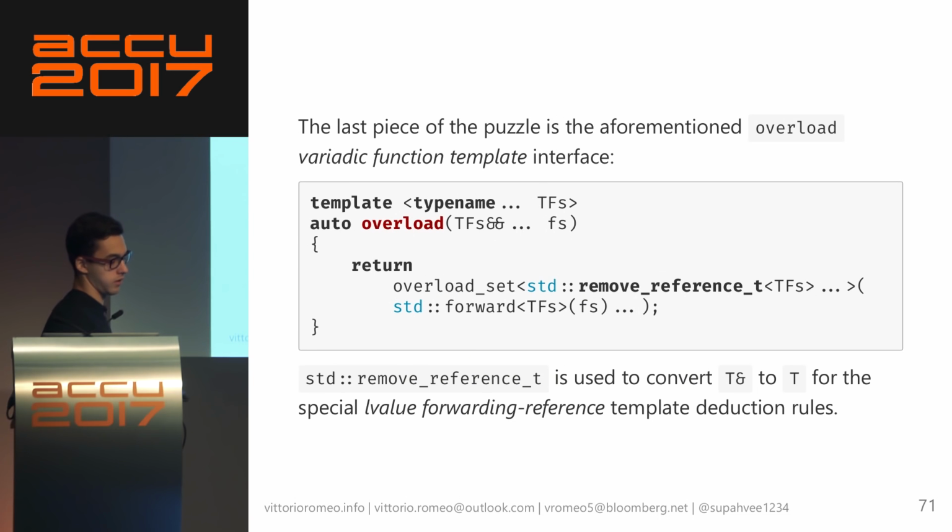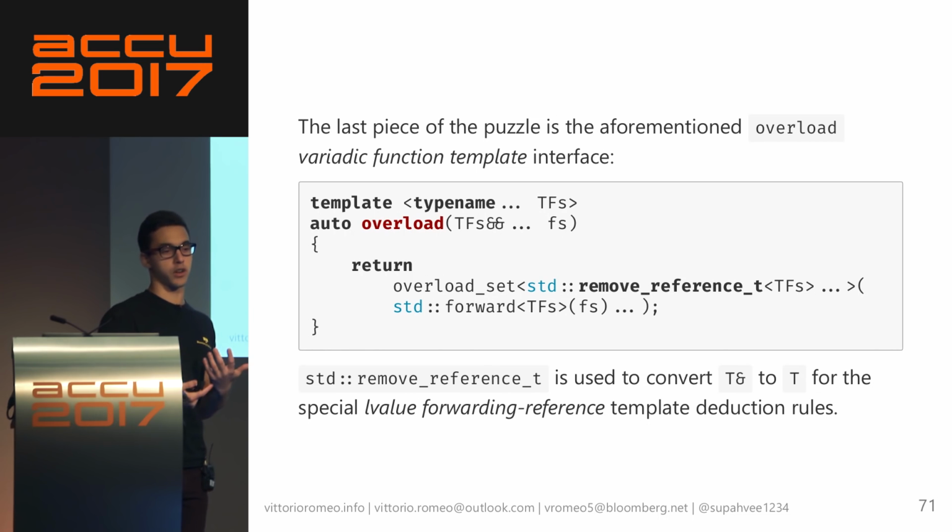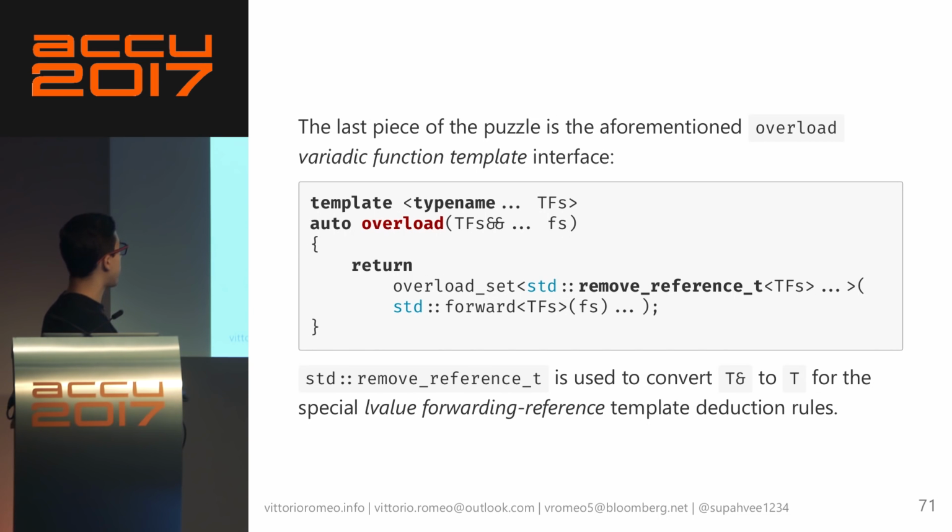So once we have this, the last piece of the puzzle is some way of deducing the function object types via an extra function. What we can do is define this overload function, which returns auto, so it's going to deduce the type for us. It takes an arbitrary amount of function objects by forwarding reference. It will create an overload set by removing the reference from all the function object types, and I'll get to that in a second. And then it will forward the values to the overload set constructor.